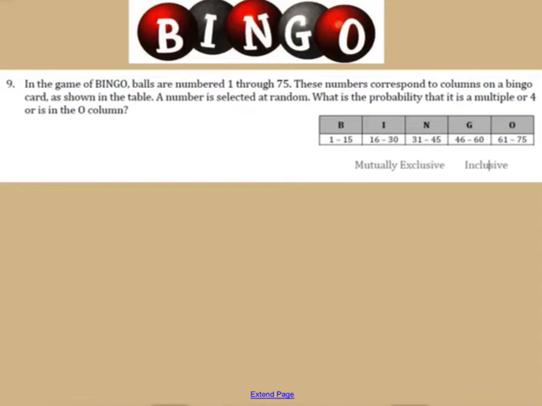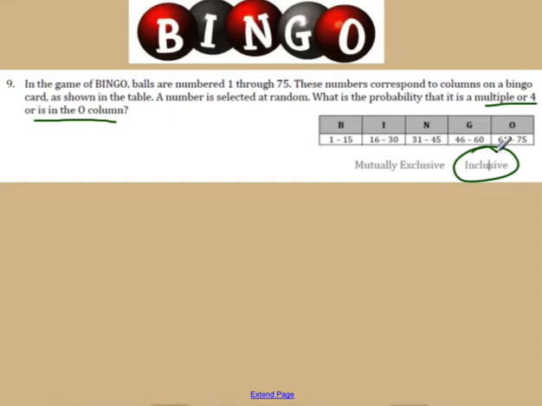Next, let's take a look at number 9. So in the game of bingo, balls are numbered 1 through 75. The numbers correspond to a column. So what goes in what column is shown on that table there. A number is selected at random. What is the probability that it is a multiple of 4 or is in the O column? Are there going to be multiples of 4 that are in the O column? Absolutely there are. So this is going to be an inclusive event because it can be both.